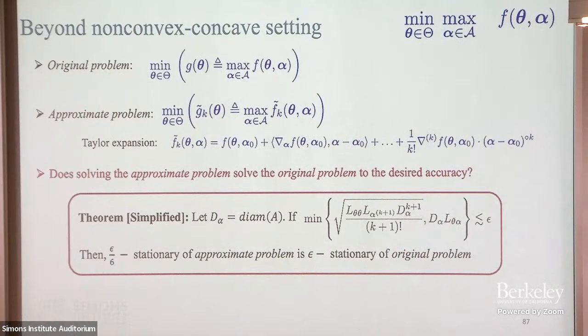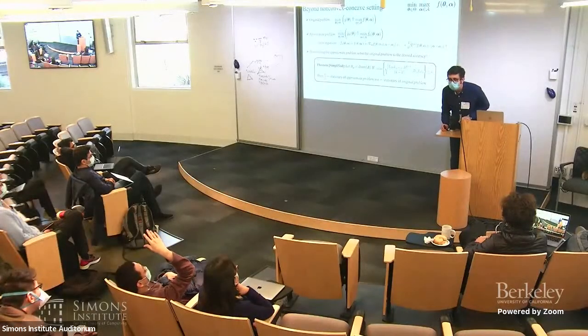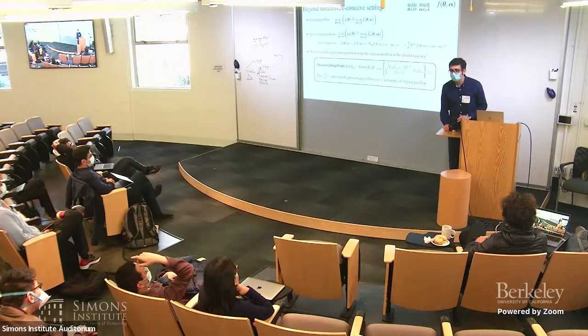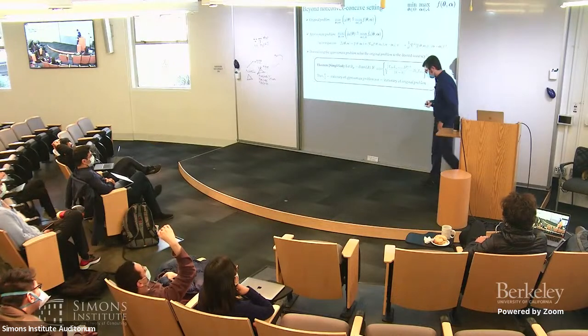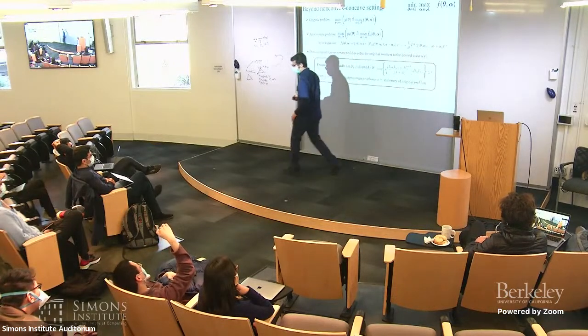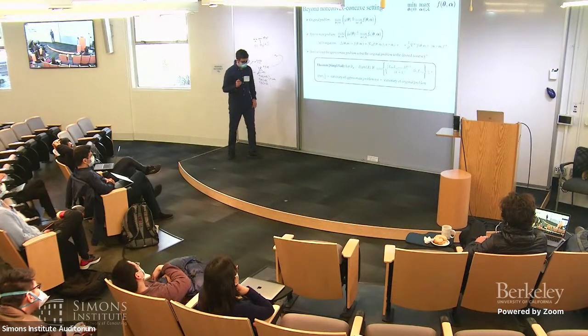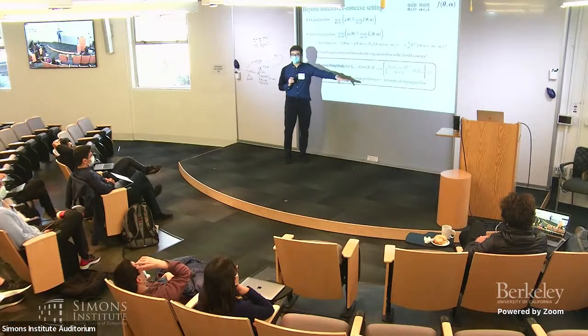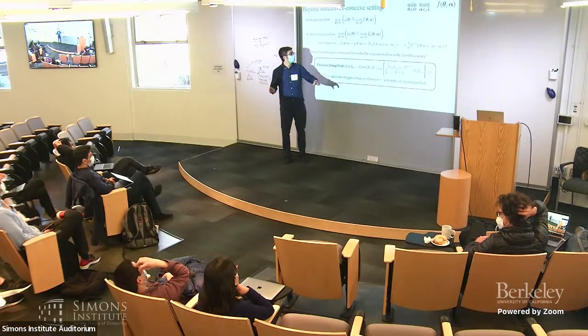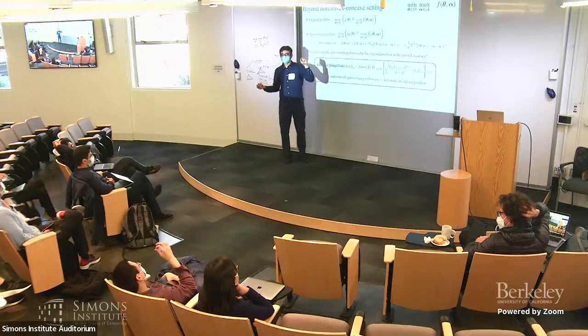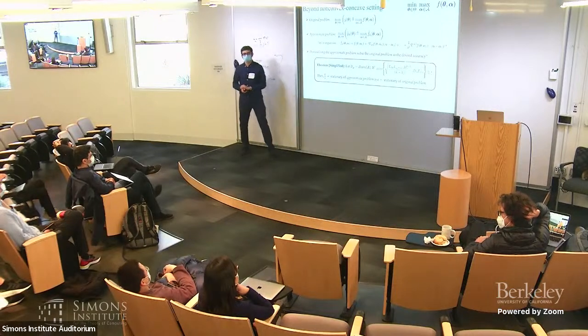Say k is super large, I should be able to get smaller epsilon? Can you say it again? Say it's super large, I use a very high order Taylor expansion, so epsilon should be very small. Okay, so you may be able to get a smaller epsilon with larger k, but solving the approximate problem is not easy when you go for a larger k.